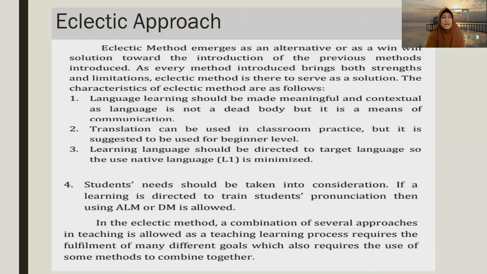The first is language learning should be made meaningful and contextual, as language is not a dead body, but it is a means of communication. Translation can be used in classroom practice, but it is suggested to be used for beginner level. And learning language should be directed to the target language, so the use of native language or L1 is minimized. And then the fourth is students' needs should be taken into consideration. If a learning is directed to train students' pronunciation, then using ILM or DM is allowed.